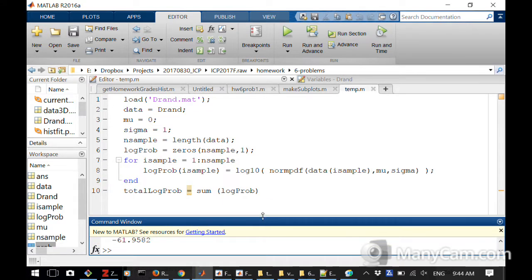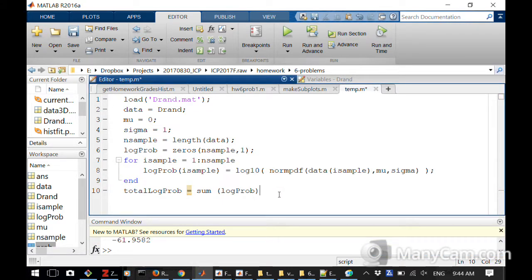So now we have done the first part of the problem. If I tell you the mean and the standard deviation for the normal distribution, you should be able to give me the probability of getting all of the points from this normal distribution. The log of it, actually.